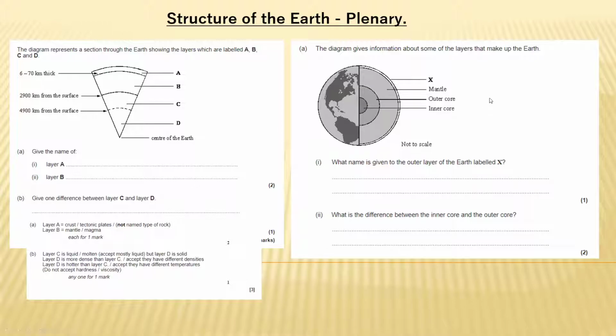Let's take a look at the second question. The diagram gives information about some of the layers that make up the Earth. What name is given to the outer layer of the Earth labelled X? And what is the difference between the inner core and the outer core? Once again, feel free to pause the video and give these a go.